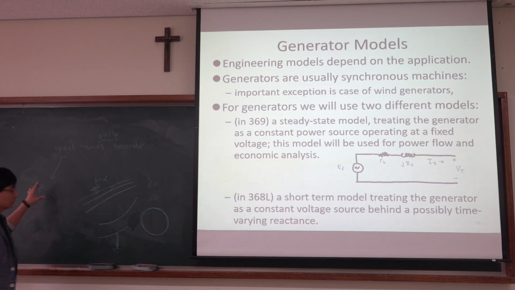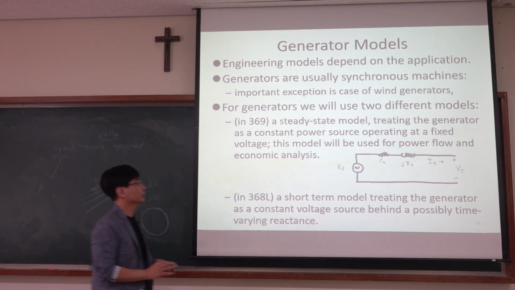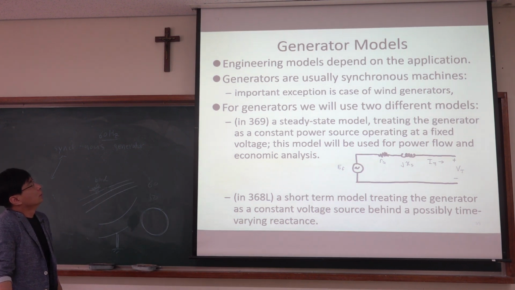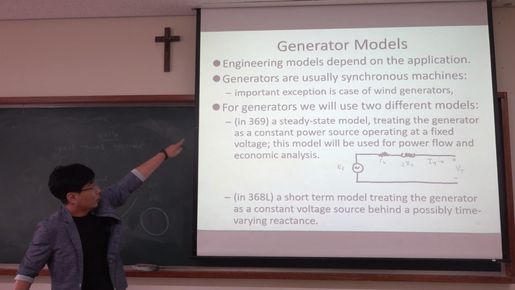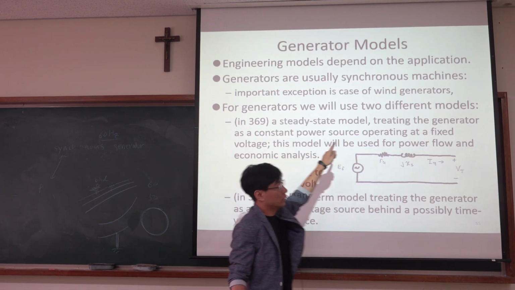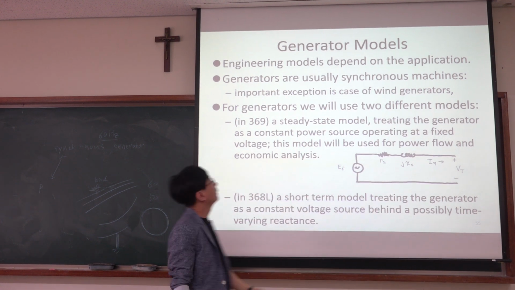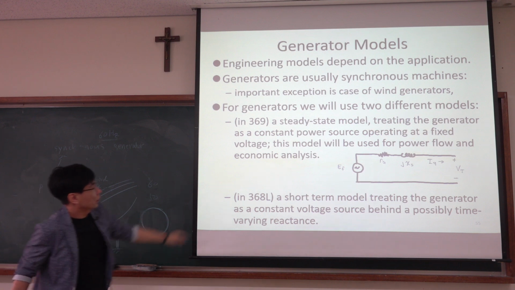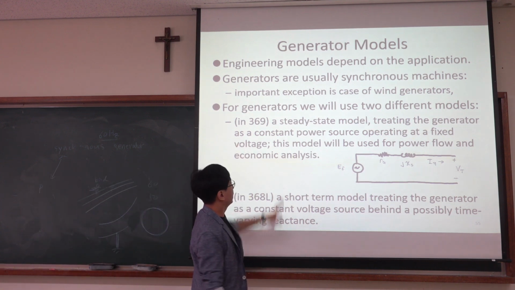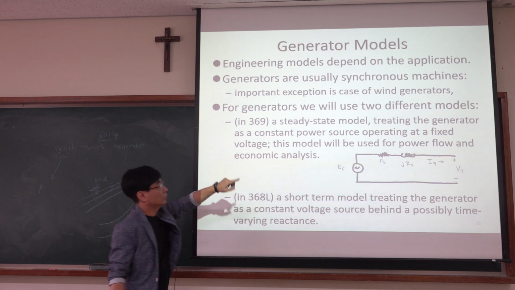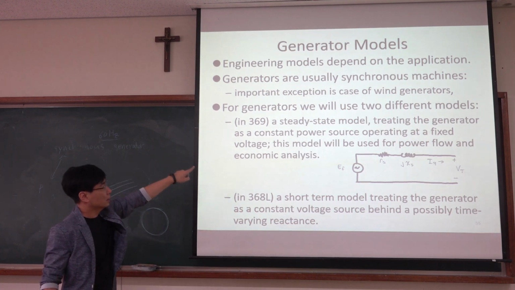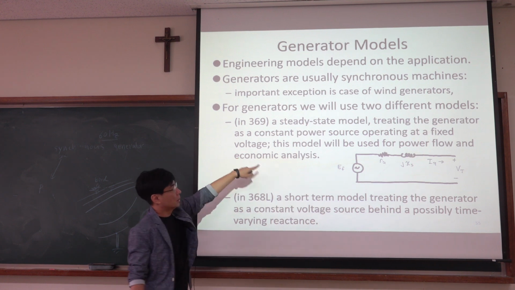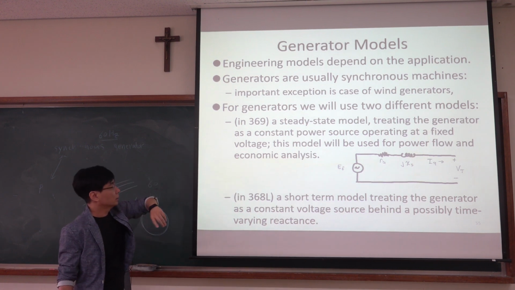Yeah, there is some terminology, the generation from power electronic device. Anyway, so check it on your own. The important exception is the case of wind generators or solar generators. And for generators, we will use two different models. Actually, this one model, in this course, is the steady state model, treating the generator as a constant power source operating at a fixed voltage. And this model will be used for power flow and economic analysis.